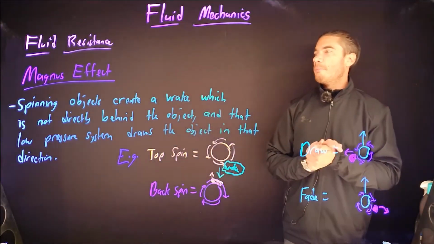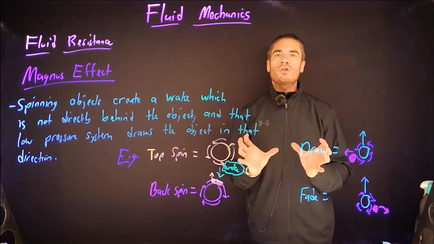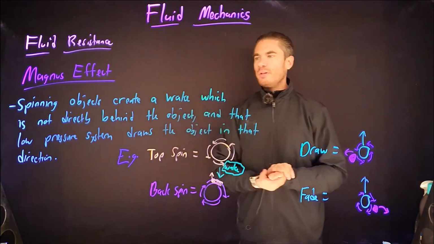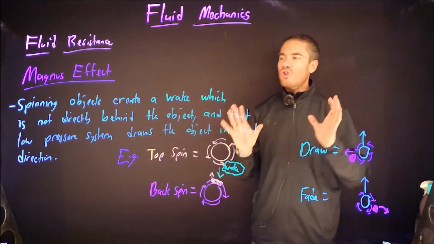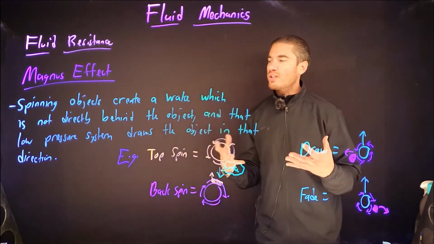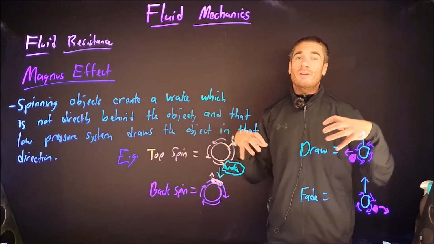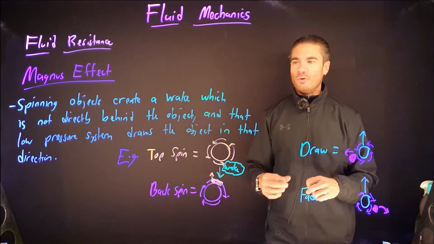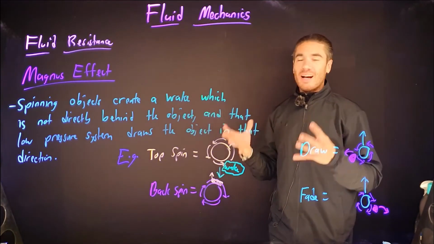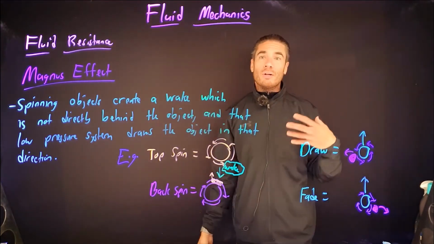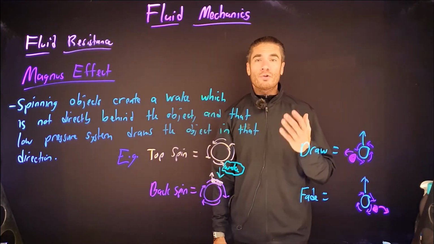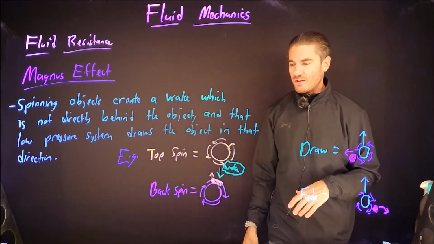Last concept, the Magnus effect, all right? This is purely to do with spinning objects, okay? So spinning objects through fluid create a wake which is not directly behind the object, and that low pressure system draws the object in that direction. Now this is something that athletes do train a lot for, okay? So through modifying technique and learning to harness the Magnus effect, athletes are able to basically make objects travel or deviate from a straight path to where they want it to go, which does advantage them, okay?